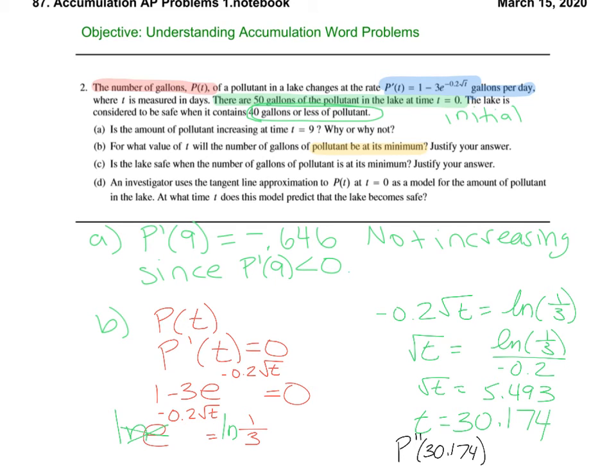at 30.174, and I get a positive 0.018, which is greater than 0. So based on the second derivative test, I know that this is a relative min, right? The second derivative, the concavity is positive, right? So that means that it's going to be a min.